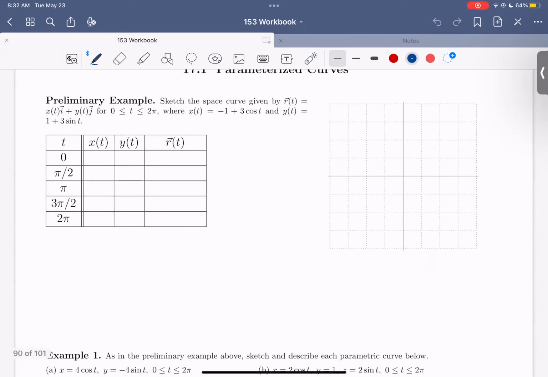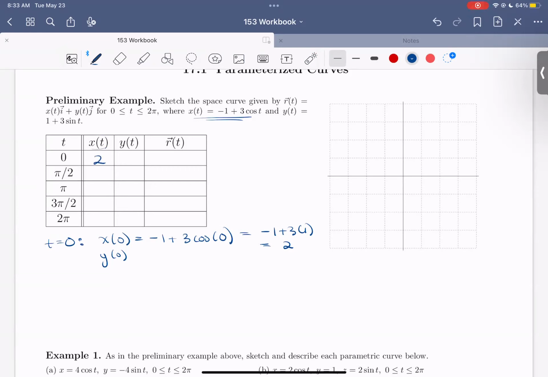Let's get started with t equals 0. When t equals 0, let's compute x of 0 and y of 0. So x of 0, following the rule given by the function x of t, is -1 plus 3 cosine 0. Now cosine of 0 is just 1. So that's -1 plus 3 times 1, which is equal to 2. So we can fill in here, x of t for t equals 0 is 2.